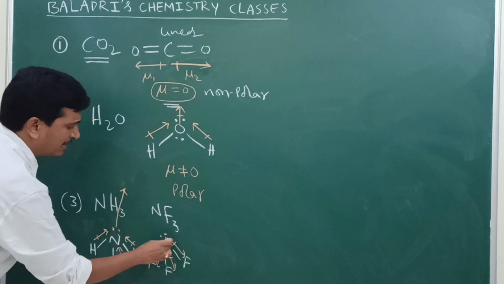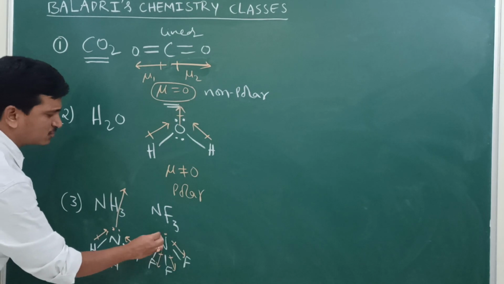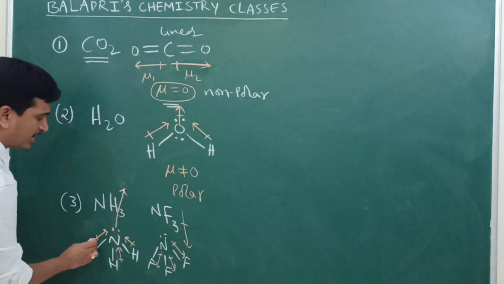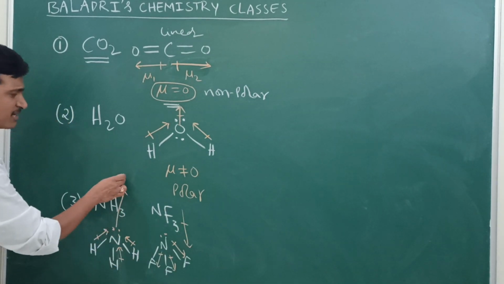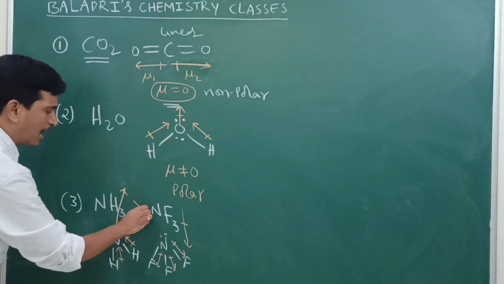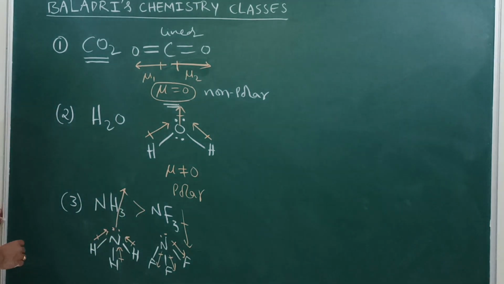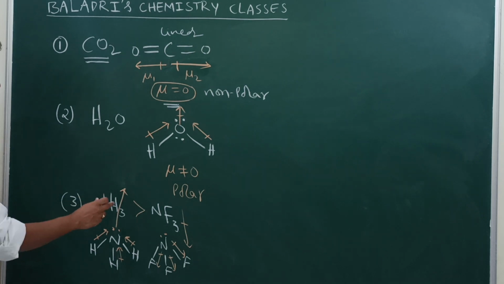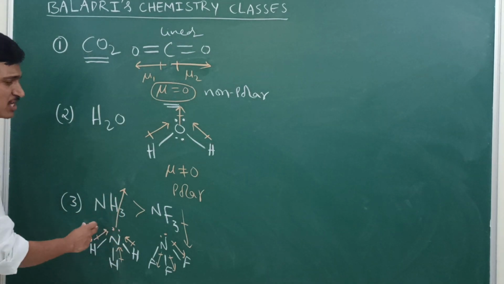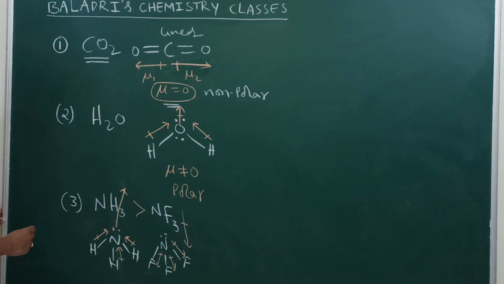Here, what is happening? Dispersion of vectors is taking place, so the resulting vector decreases. In ammonia, alignment of vectors is taking place, so the resulting vector increases. That's why the ammonia molecule is more polar than the NF3 molecule. Like this, based on the direction of the resulting vectors, we can decide the dipole moment of a given molecule.